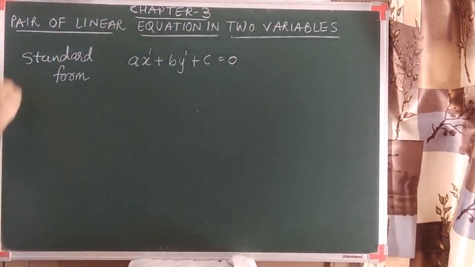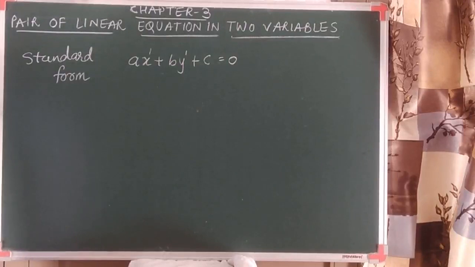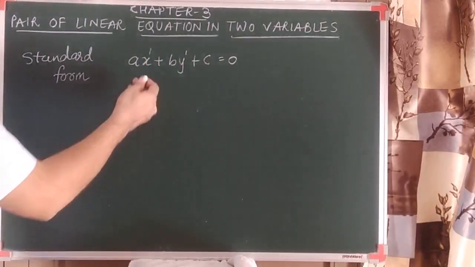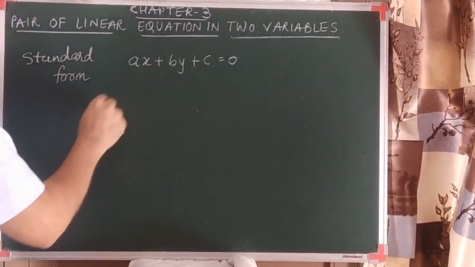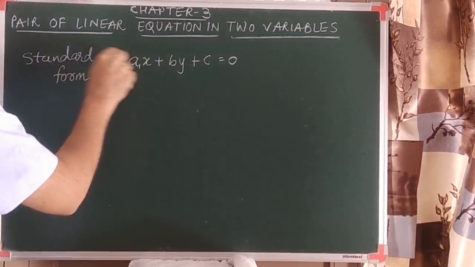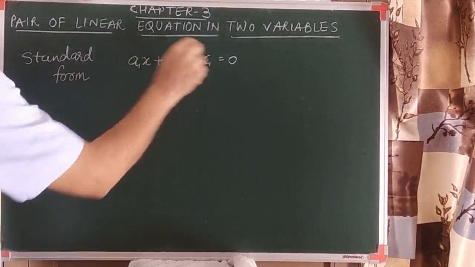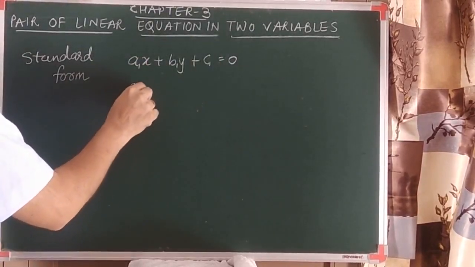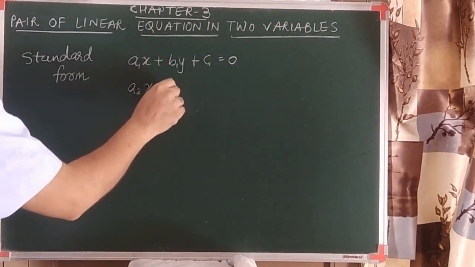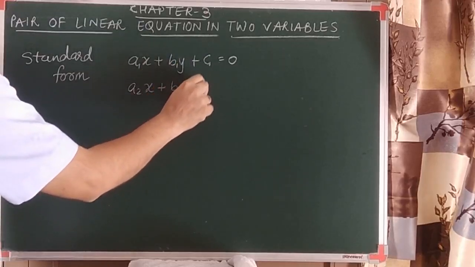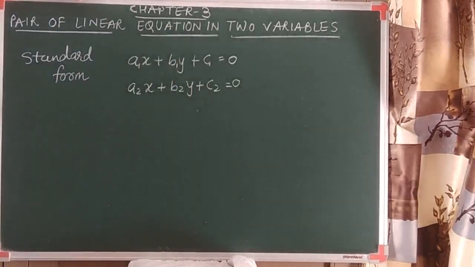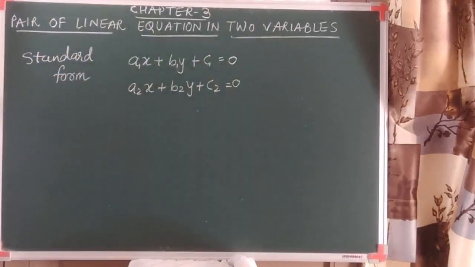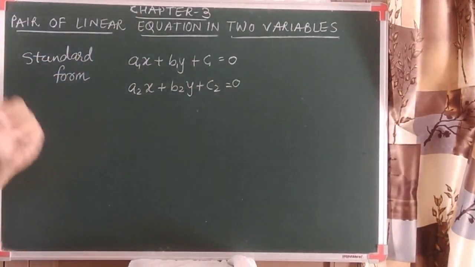Now here the title is pair. Pair, we know that it's a pair of two. So there must be two equations we have. Both are linear equations in two variables. So what we'll do here, we'll just write down a1x plus b1y plus c1. This is one pair, that means the one equation, and this is the other. So this is the pair of linear equations in two variables. Remember, the standard form won't be changed. Standard form change nahi hoga.